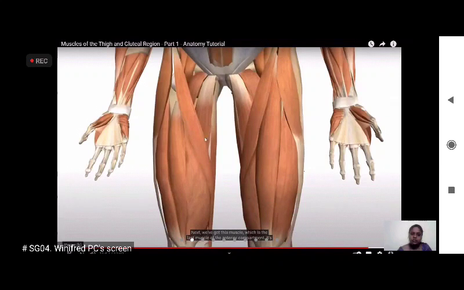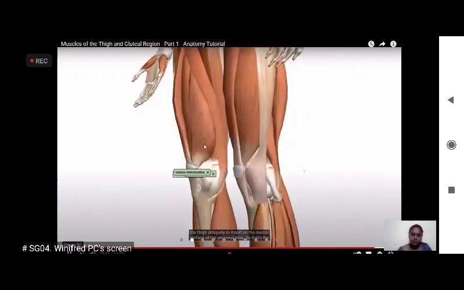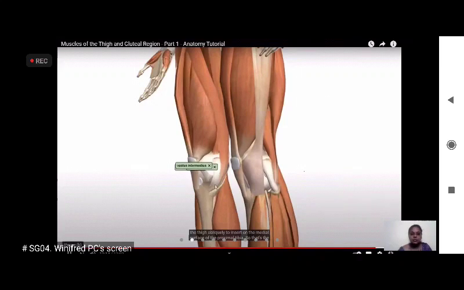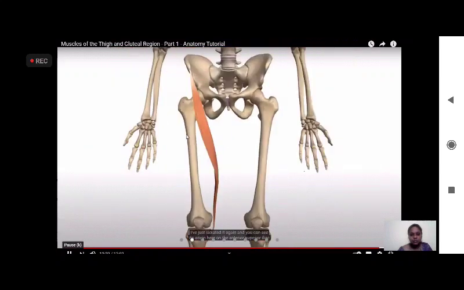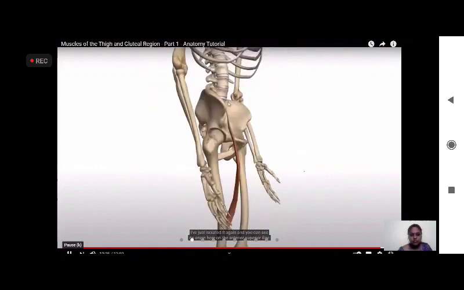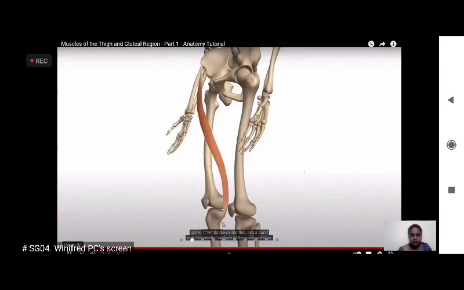So next we've got this muscle, which is the last muscle of the anterior compartment. It's called the sartorius, and it also originates on the pelvis, and it winds round, descending along the thigh obliquely to insert on the medial surface of the proximal tibia. So that's the sartorius muscle. I've just isolated it again, and you can see its origin here on the anterior superior iliac spine, and it winds down like a band onto the medial surface of the proximal tibia.